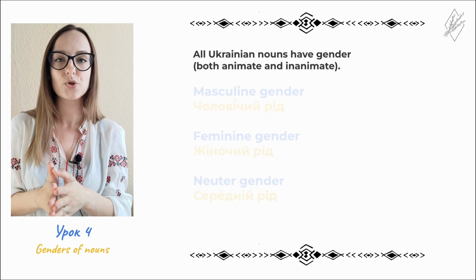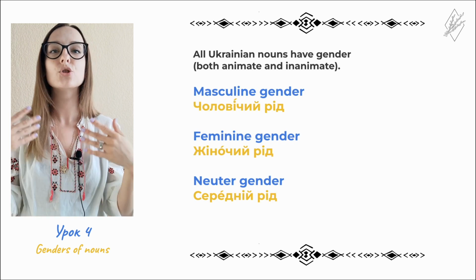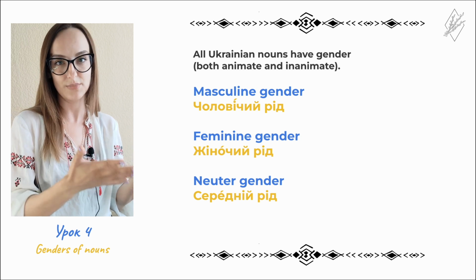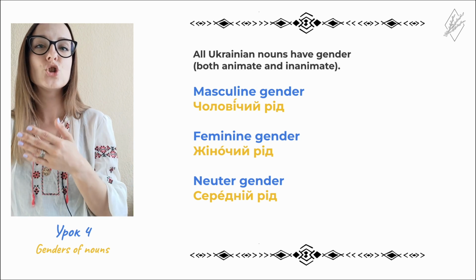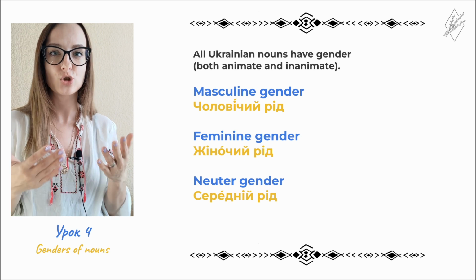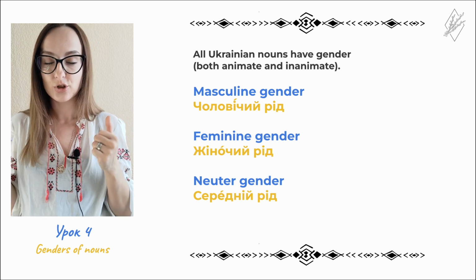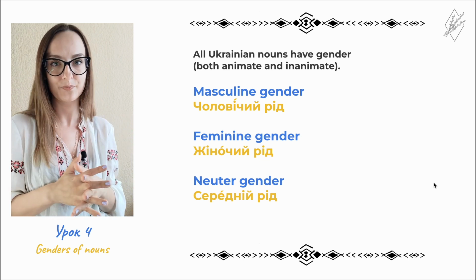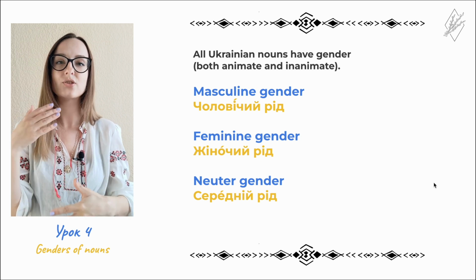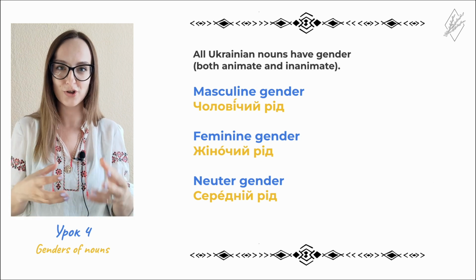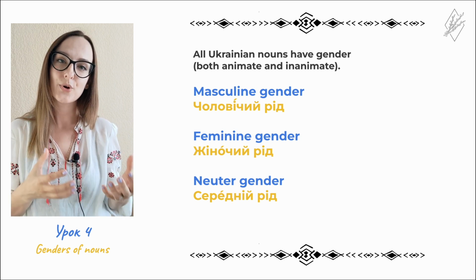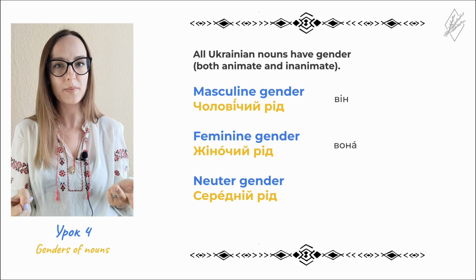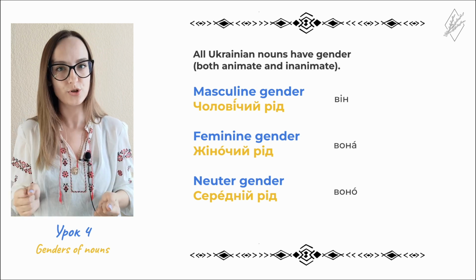So in the Ukrainian language we have 3 genders: masculine, чоловічий рід. Рід is gender, so чоловічий рід, masculine gender. Feminine gender, жіночий рід. And neuter gender, середній рід. So 3 genders. And the nouns of each gender we can replace with the personal pronoun. Він for masculine, вона for feminine, and воно for neuter.